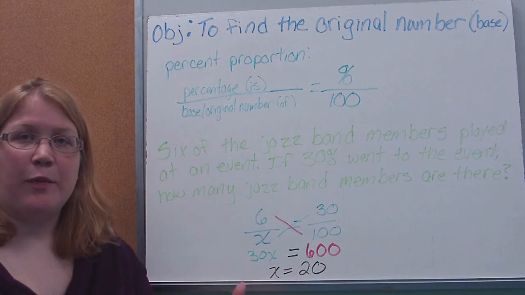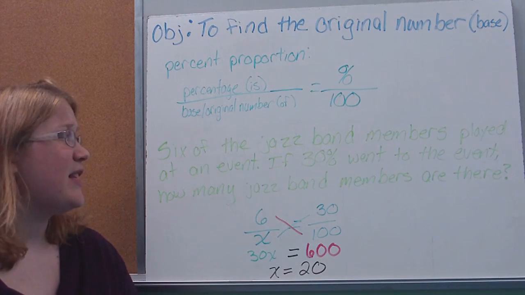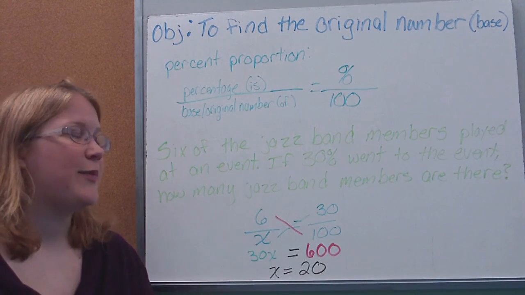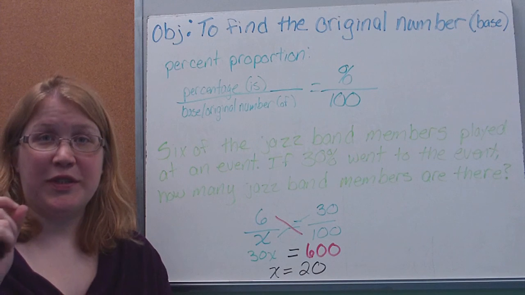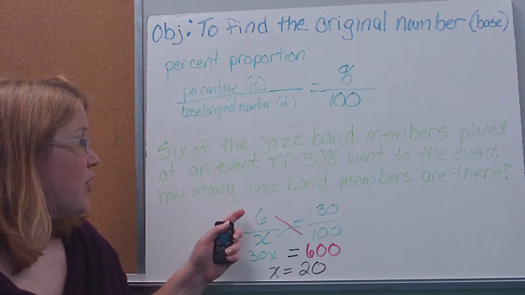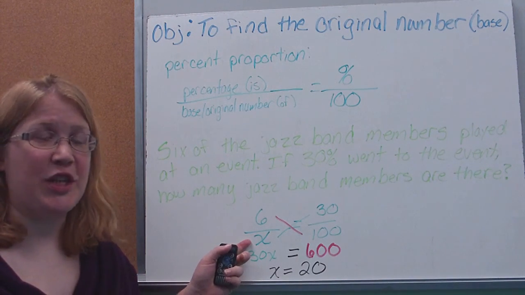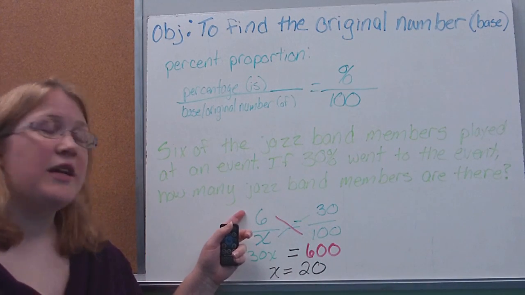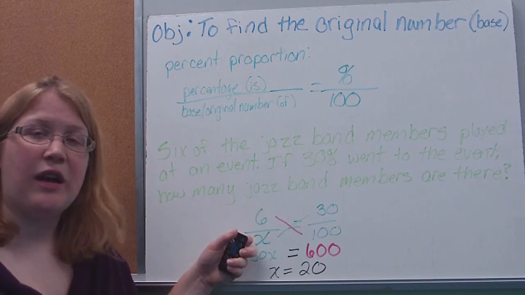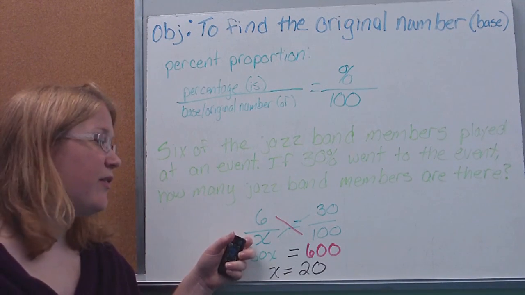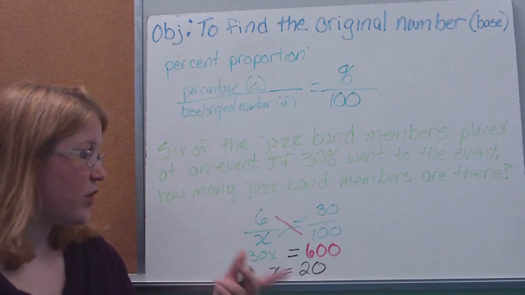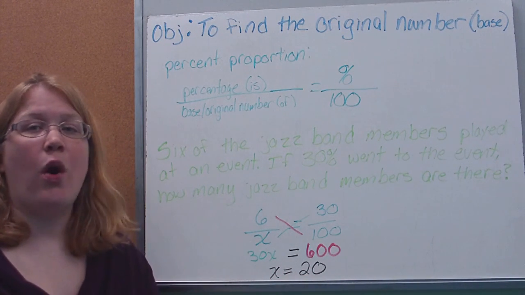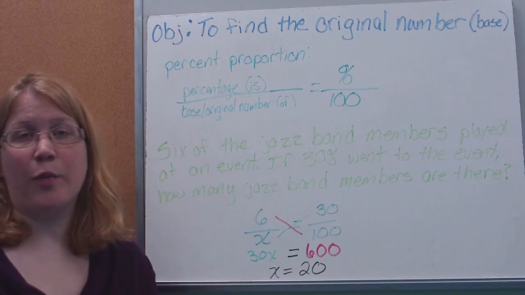So again, here I've given you a little problem to kind of set it up and show you how it works. So 6 of the jazz band members played at an event. If 30% of the members went to that event, how many jazz band members are there? So here I'm telling you the percentage of people that went and what percent that is. So 6 people went. I don't know how many people are in the jazz band, but I know that 6 was 30%. So I've filled in what I know. My percent over 100, 6 was the percentage, the number of people that went. So I'm going to figure out how many people, by working backwards kind of, I'm going to figure out how many people are actually in the jazz band. So again, we just cross multiply, and when we solve, we find out that means there's 20 members of our jazz band. So all we have to do is plug the numbers into our proportion and solve our proportion.